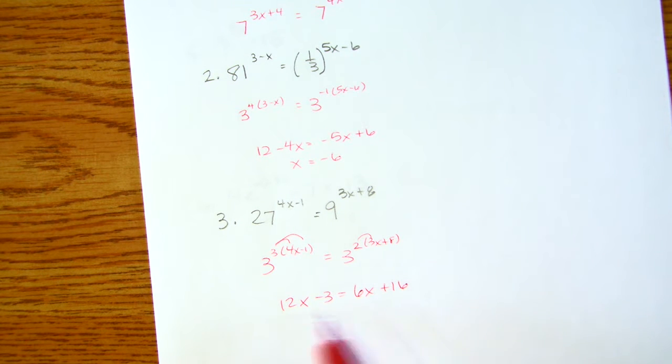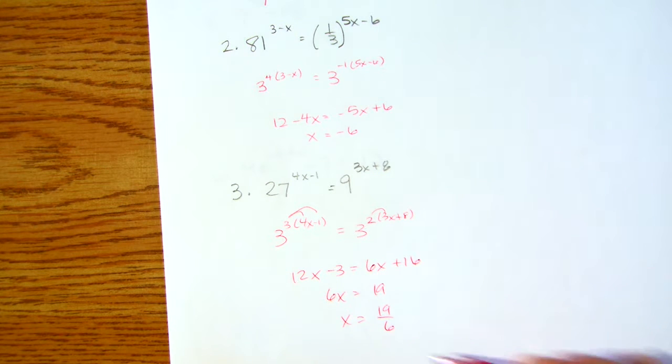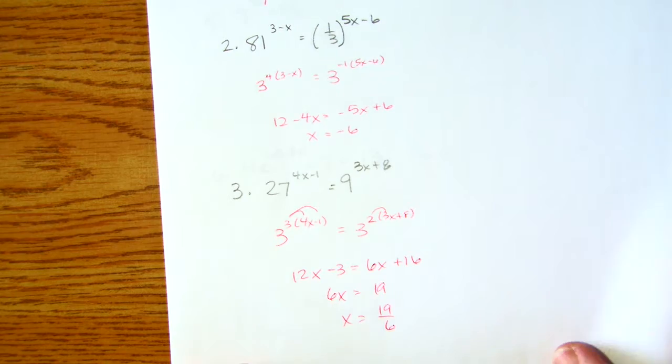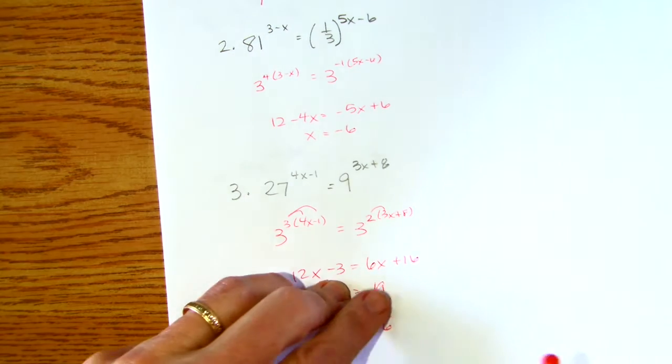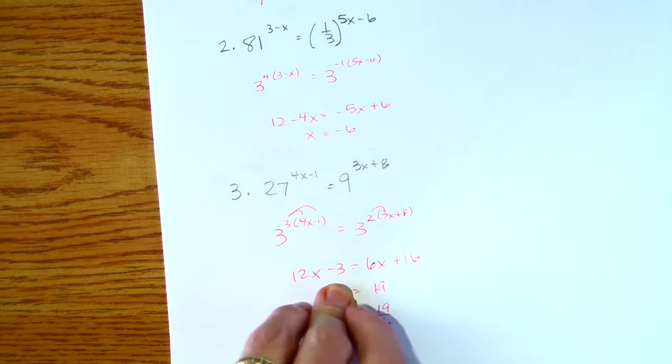And I'm not going to then spend the time to solve that. You guys hopefully can isolate x. Actually, you'd get 6x equals 19. So x is just 19 over 6. And they likely leave it like that. If you want to change it to a decimal, you can. All right, so that's equating exponents.